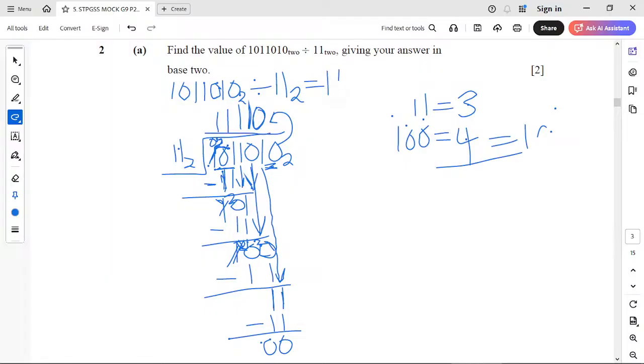So we say 1 1 1, again 1, then we put 0, in base 2, and this is the answer. This is the answer the examiners were looking for.